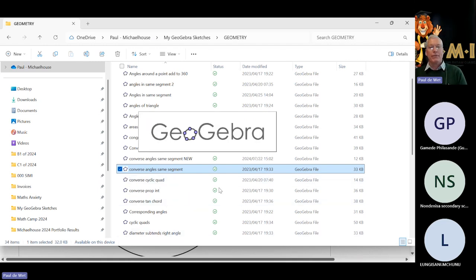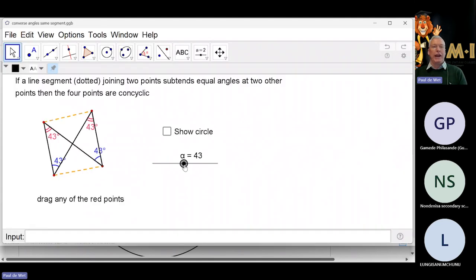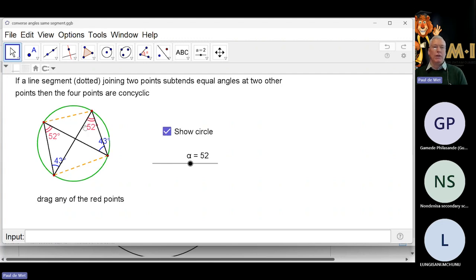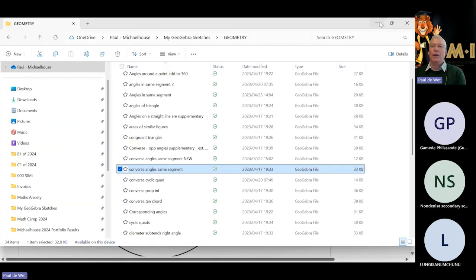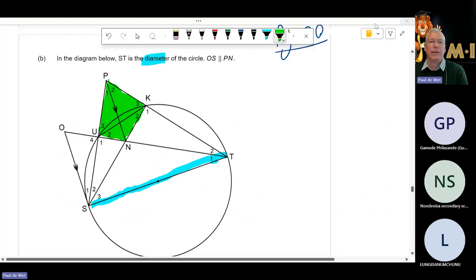Guys, look at this here. So here I've got a sketch where I choose an angle here, and these two are the same, and those two are the same. There will always be a circle through those points, because if there was a circle, these angles would be equal because they're in the same segment. Because they're equal, there is a circle. Now, who would like to tell us how to do this question? So there's the question. We're trying to prove that this little green thing is a cyclic quad.